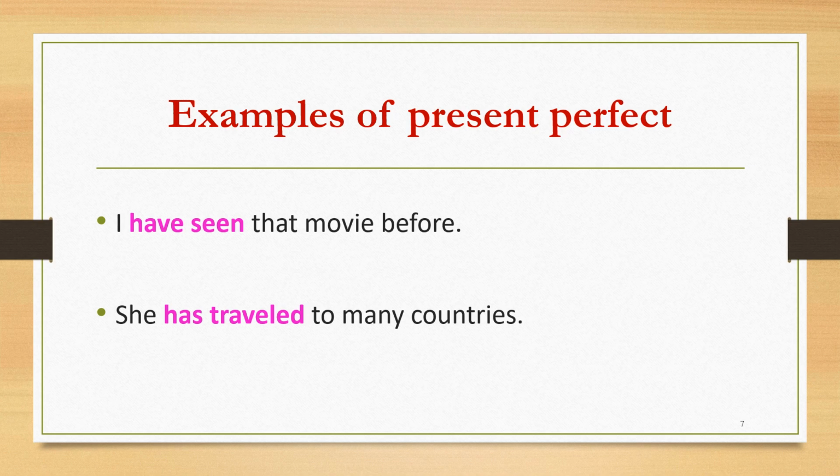She has traveled to many countries. So with she, we use has instead of have. And the past participle for the verb travel: travel is a regular verb. It's not an irregular verb. So we only add ed at the end of the verb. Has traveled. She has traveled to many countries.